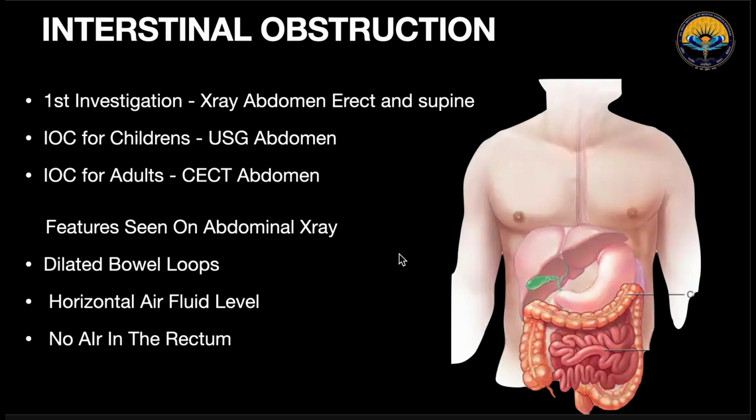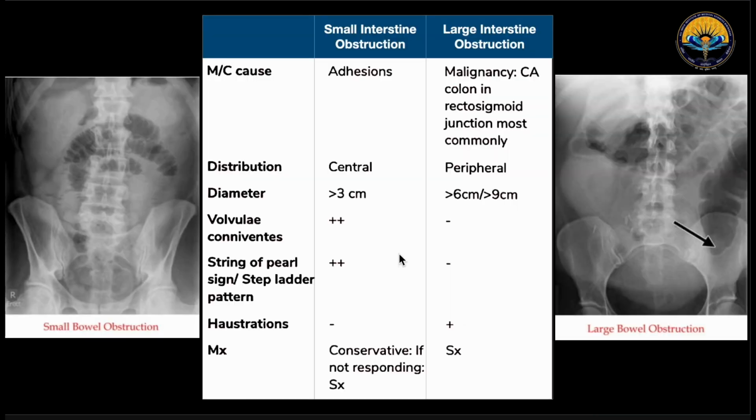Starting with intestinal obstruction, the first investigation which we could do is an X-ray abdomen, erect as well as supine. Usually the investigation of choice for children is ultrasound abdomen, whereas for adults we prefer CT abdomen. The features we see on abdominal X-ray are dilated bowel loops with horizontal air fluid levels, and we cannot see any air in the rectum.